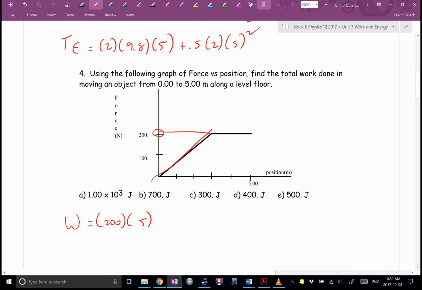And I guarantee there is going to be at least one force versus position or force versus distance graph on your test, and I'll tempt you to treat it like a constant force, and every year there's kids that just go, oh, it's 200 times 5. No, not if I give you the graph.